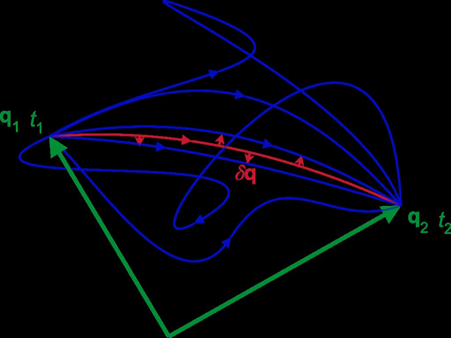William Rowan Hamilton in 1834 and 1835 applied the variational principle to the classical Lagrangian function L equals T minus V to obtain the Euler-Lagrange equations in their present form.